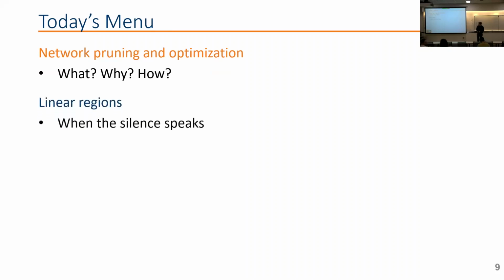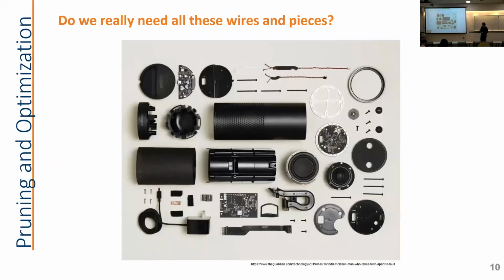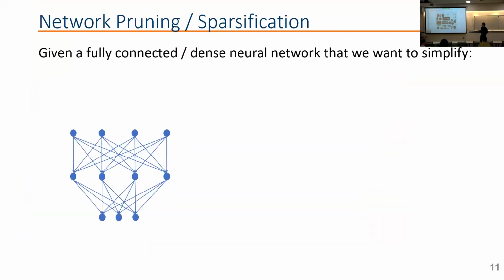Then we're going to dive deeper into linear regions. And I'm going to get to a point where I'm going to say why I think that silence speaks so much and why that's so important. And finally, we're going to put these two things together and figure out a way to prune more neural networks without affecting accuracy as much. So we're going to start here thinking about how we can get rid of part of the neural network and still get away with that.